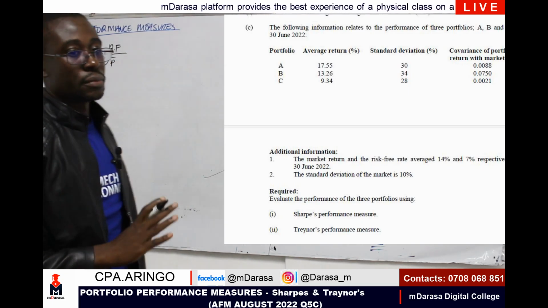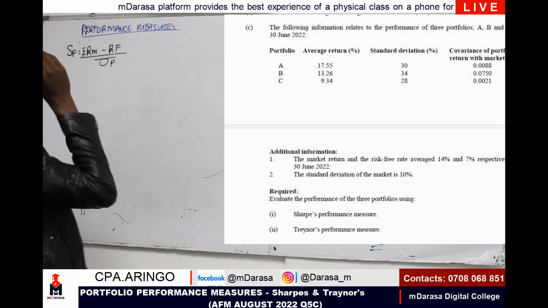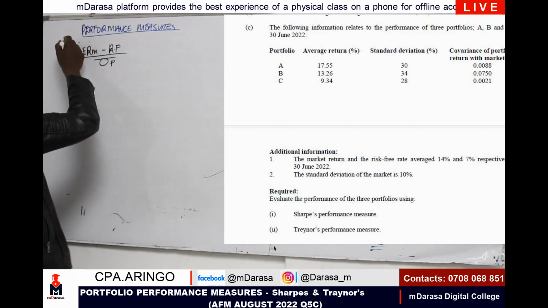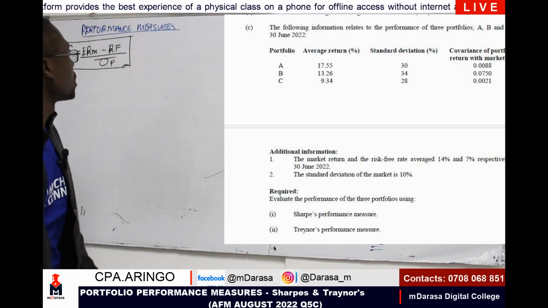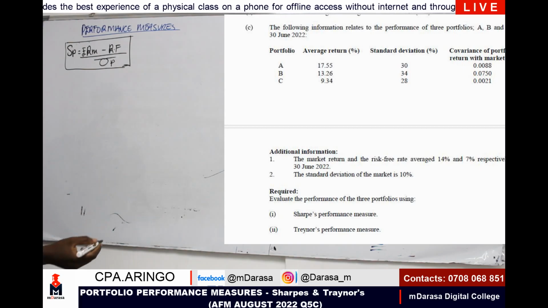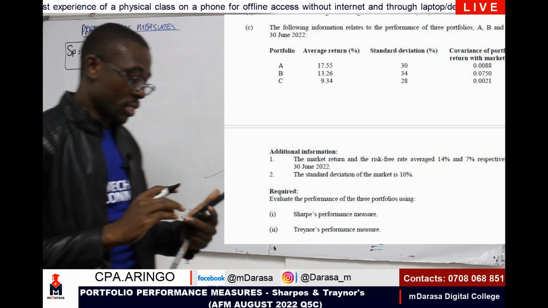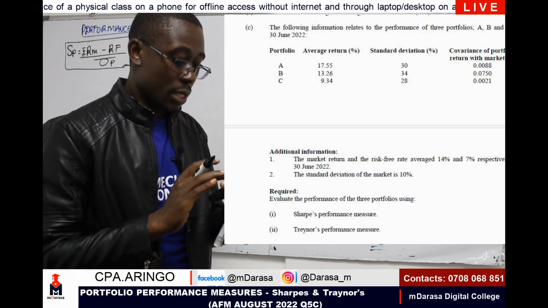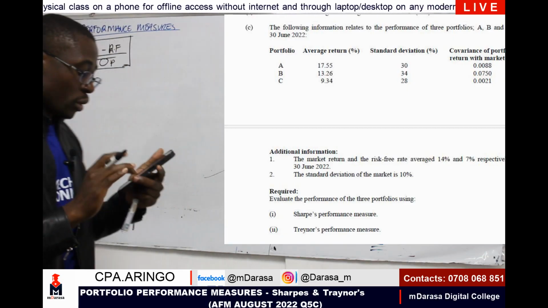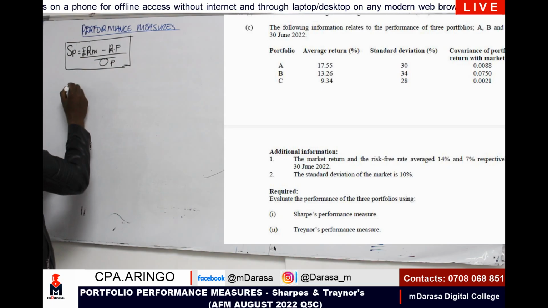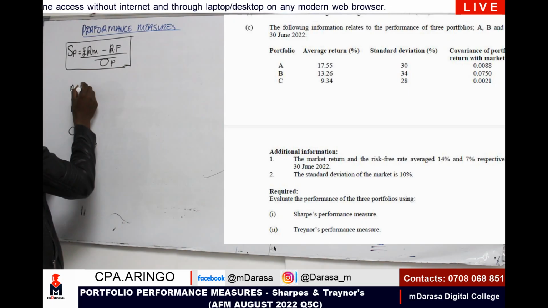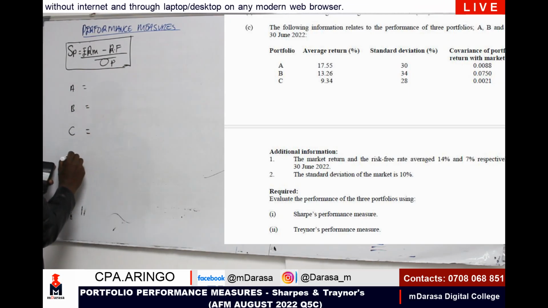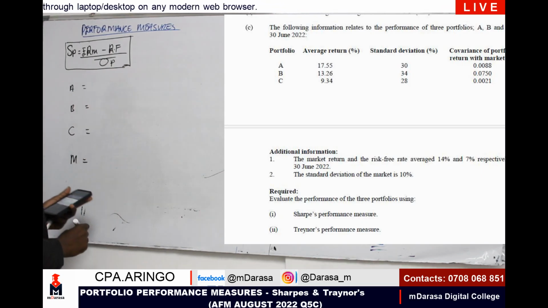Looking at it in this case, once I have the formula right, and we did this when we were introducing it, there is no need of repeating everything. So I need to identify our variables. I know very well that we are dealing with three portfolios here: portfolio A, portfolio B, and portfolio C. We can go ahead and also determine the Sharpe's measure for the market, right?